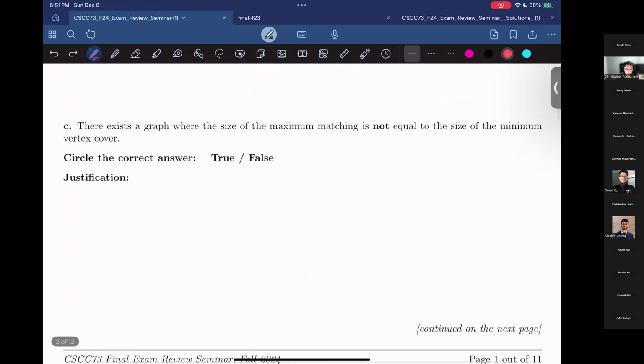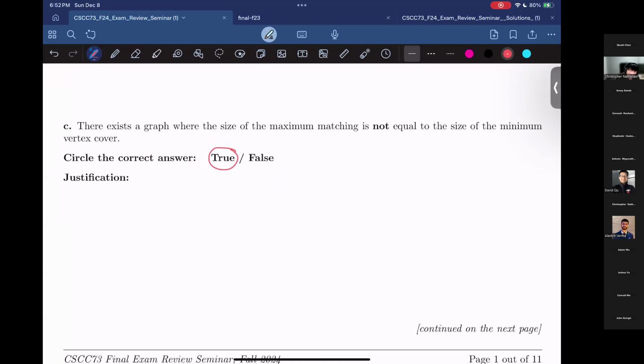There exists a graph where the size of the maximum matching is not equal to the size of the min vertex cover. True or false? Okay. Seems like true is the way to go in here. Can someone give what is wrong, or like why is there such a graph where the max matching is not equal to the min vertex cover?